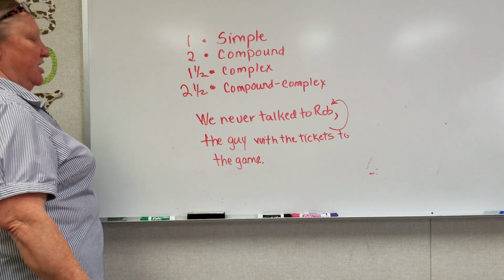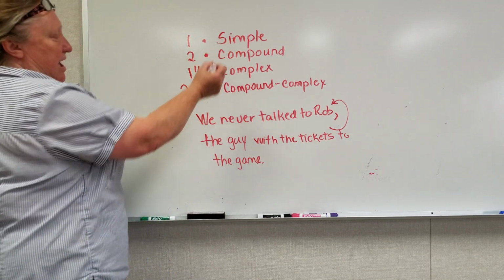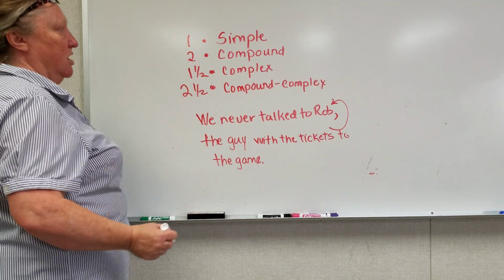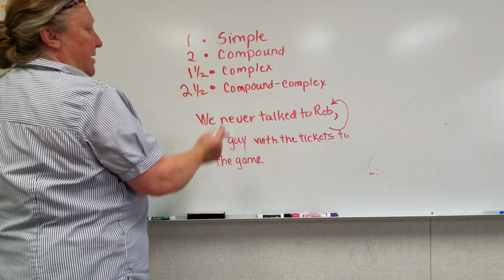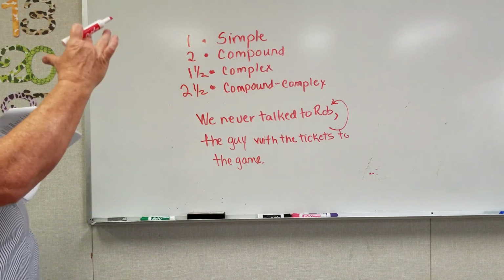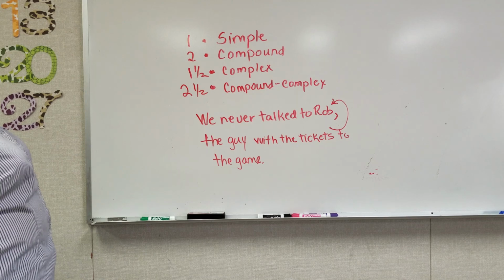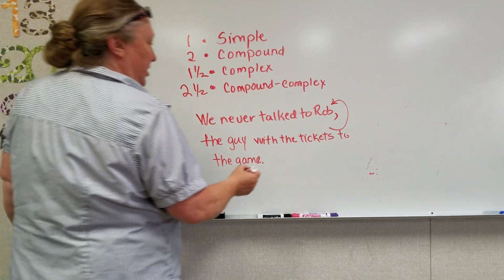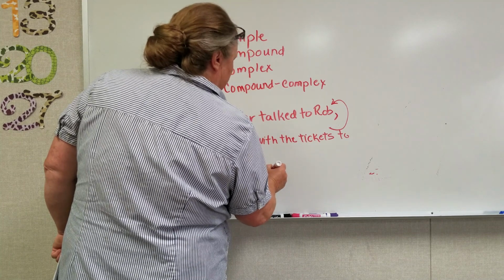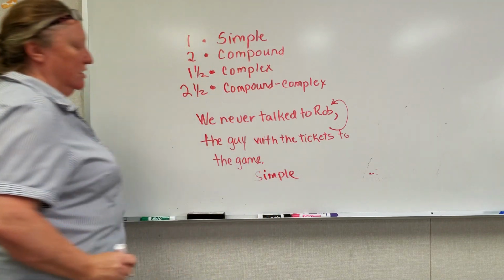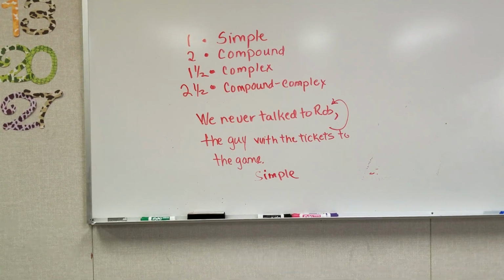So what we have here, what kind of sentence pattern? Is it simple, compound, complex, or compound-complex? Remember, to be compound, it's got to have 2 main clauses. To be complex, it's got to have a main clause and a subordinate clause. And then compound-complex is even more. So what do we have here? We just have a simple sentence, because it really only has the one sentence pattern in it.